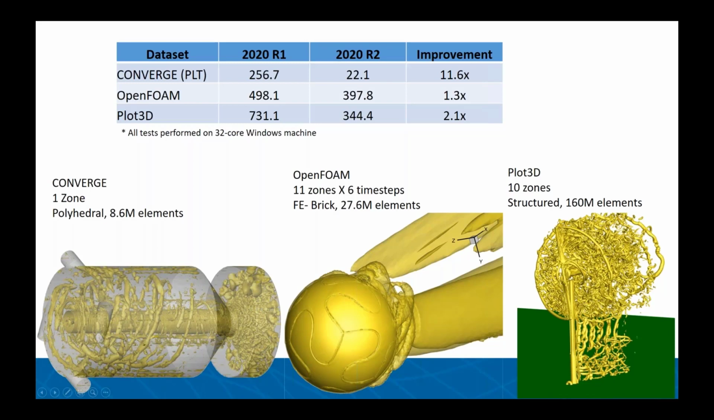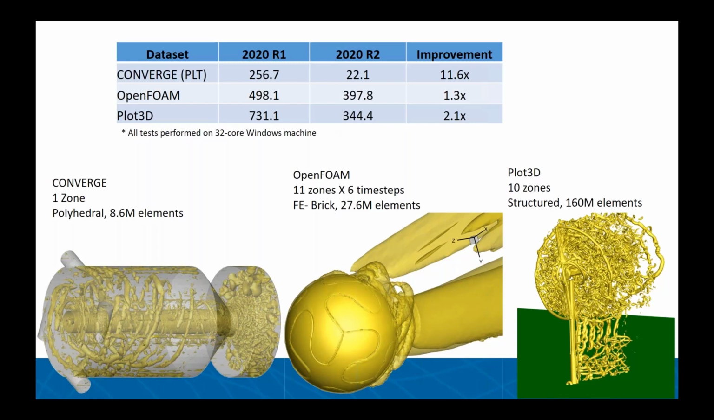And then we have also a Plot3D data set. We did one with 10 zones, structured grid, and 160 million total elements. We went from 731 seconds down to 344 seconds for about a 2.1x speed improvement.